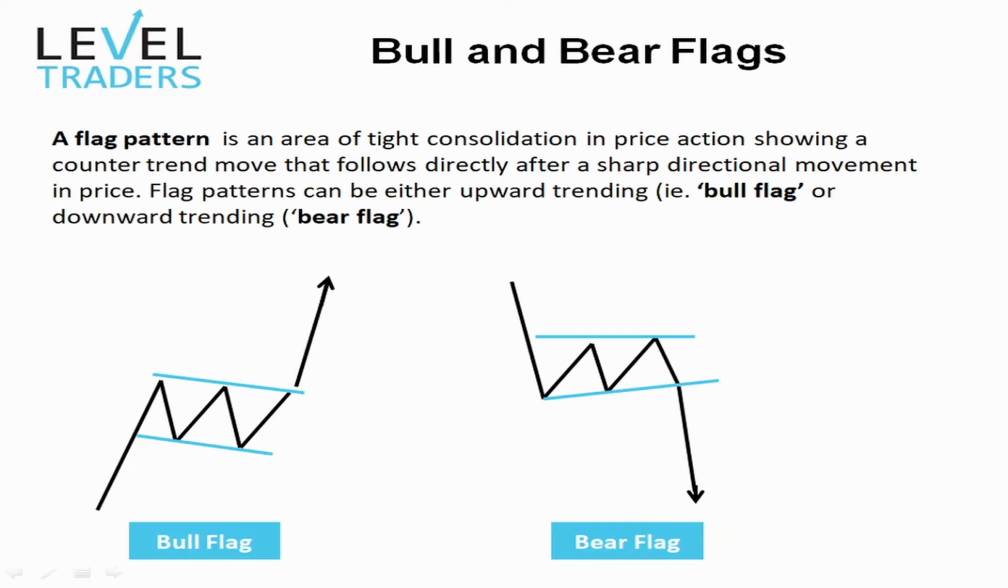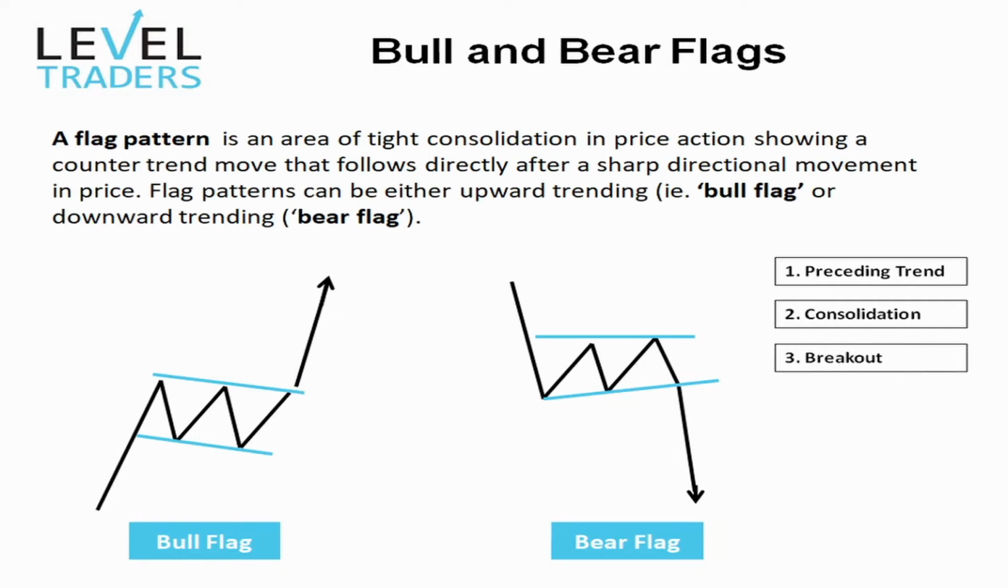Now there are three main characteristics that I look for when identifying flag patterns. They are: one, there has to be a preceding trend, so it needs to be an existing trend already in place. This is then followed by a consolidation period, followed by a breakout. Now these are the three things that we will continuously be touching on as we go through some of the examples. Now there is a fourth additional factor, which is an increase in volume, but this is more desirable than essential. And you'll see why when we go through the examples.